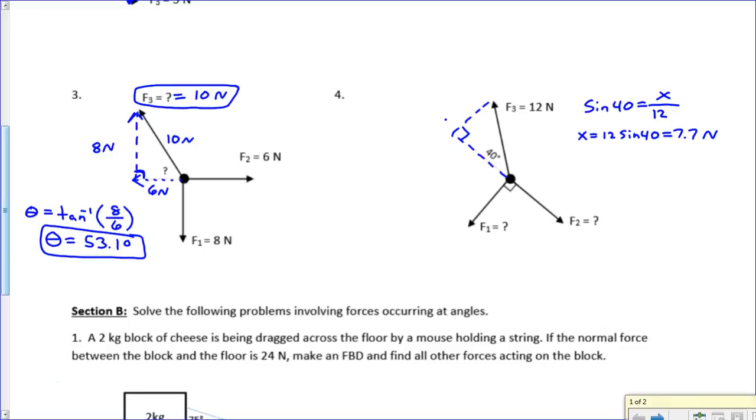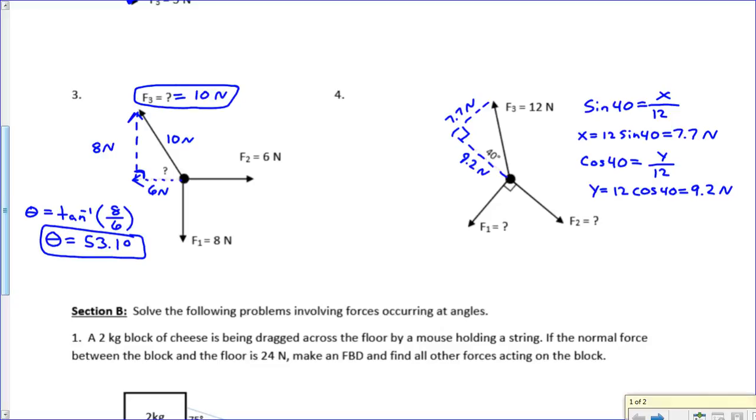So this side is 7.7 newtons. And then to find the adjacent side, it's very similar, except we're going to use the cosine this time. So we know that cosine of 40 is going to equal y over 12, our adjacent side over our hypotenuse, and then we end up with y equal to 12 times the cosine of 40, which in this case equals 9.19 newtons, which you can just probably round to 9.2. All right, so we know then that this side here is 9.2 newtons.